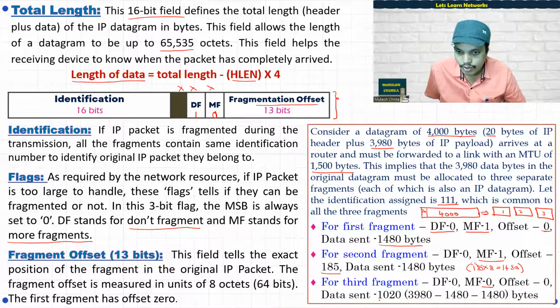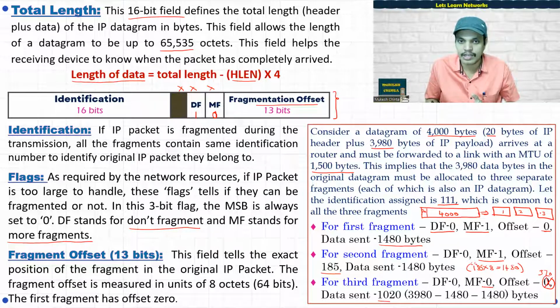The last one is 1020 bytes. Okay, sorry, this offset is not 0, I made a mistake. So for 185 plus 185, it should be 370. My mistake. So the data sent is 1020 bytes. So 3980 minus 1480 minus 1480 gives me 1020, which is sent in the third fragment.